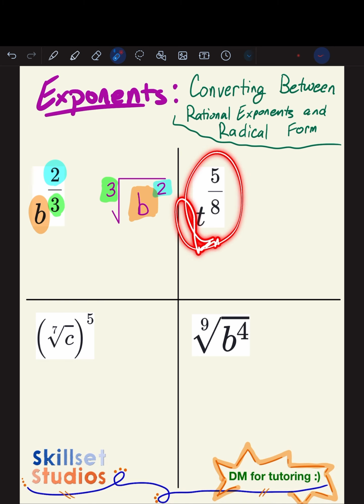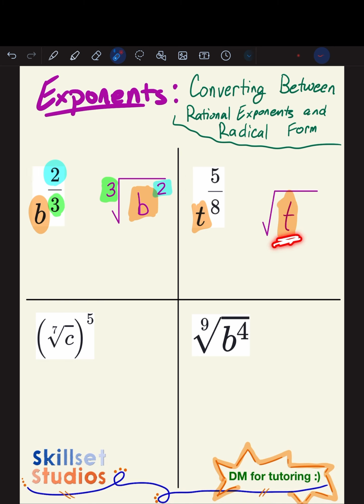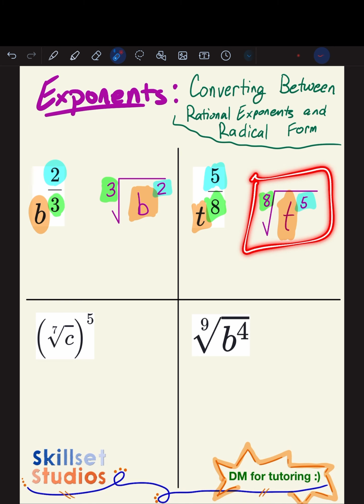So if we look at the second example, t is our base, so that will be the large term under the radical. 5 is our power, so that will be the exponent to the t. And the 8 is our root, so that will be the small number outside the radical. Then this would be your whole answer.